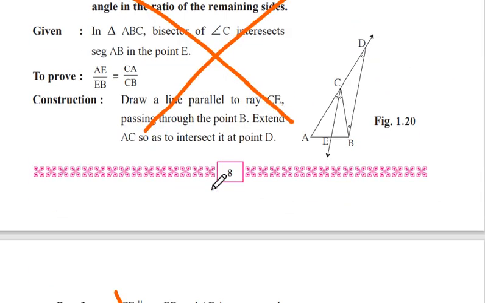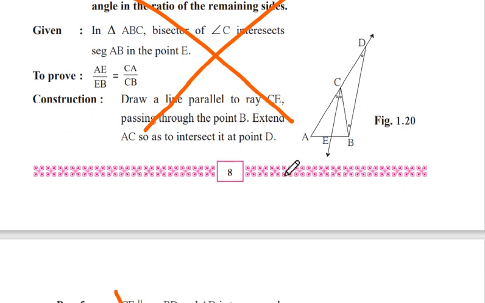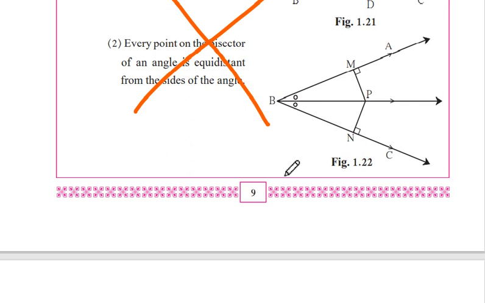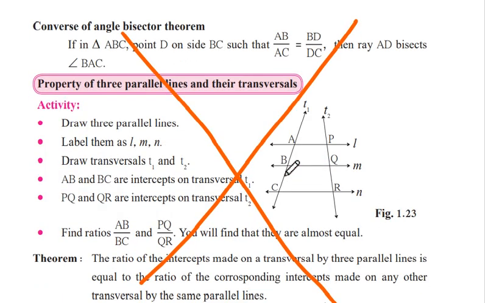you can see I've already done the cross sign. Page number 8, that is property of an angle bisector of a triangle. This theorem is totally omitted. This theorem is continued on page number 9, so page number 9 is also omitted completely. Okay, I'm going a little slow so that you all can note it down very clearly and without any mistake. Page number 9 is omitted.